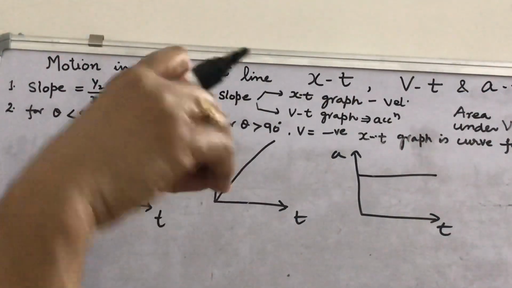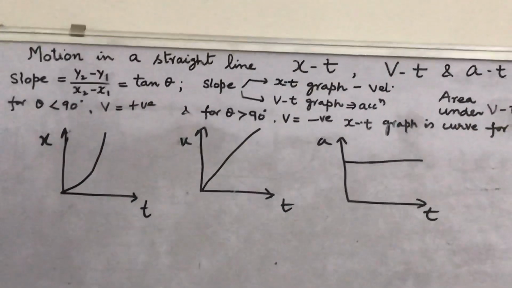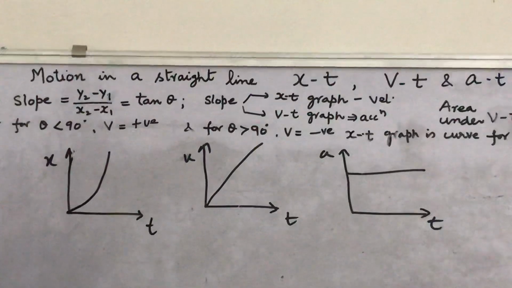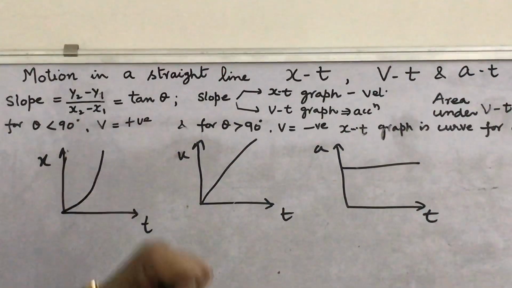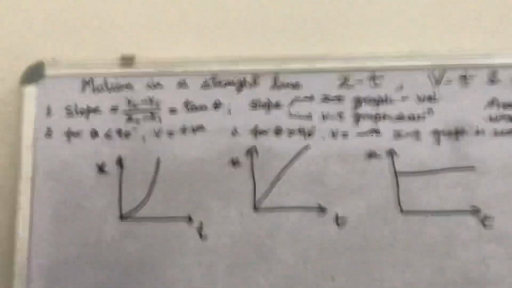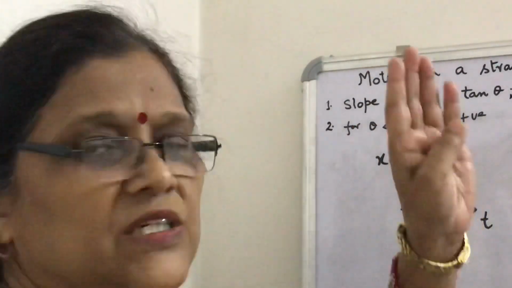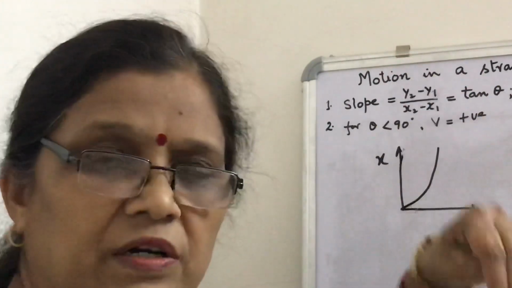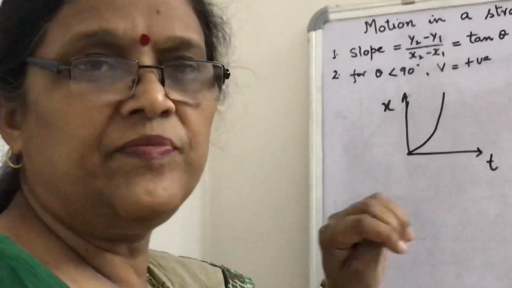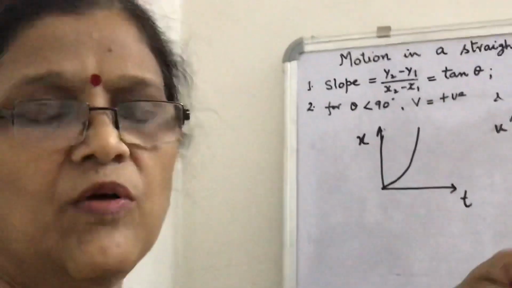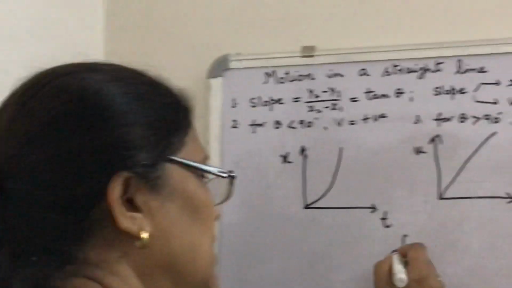Similarly, if the object is falling freely, how will you plot these three graphs for free fall? This question is asked in the examination. In free fall, the object falls from a certain height, and acceleration due to gravity acts downward. Upward direction is taken positive and downward direction is taken negative. If we assume the object is falling freely, then what will be the xt, vt and at graphs? What will be a here? Acceleration due to gravity.